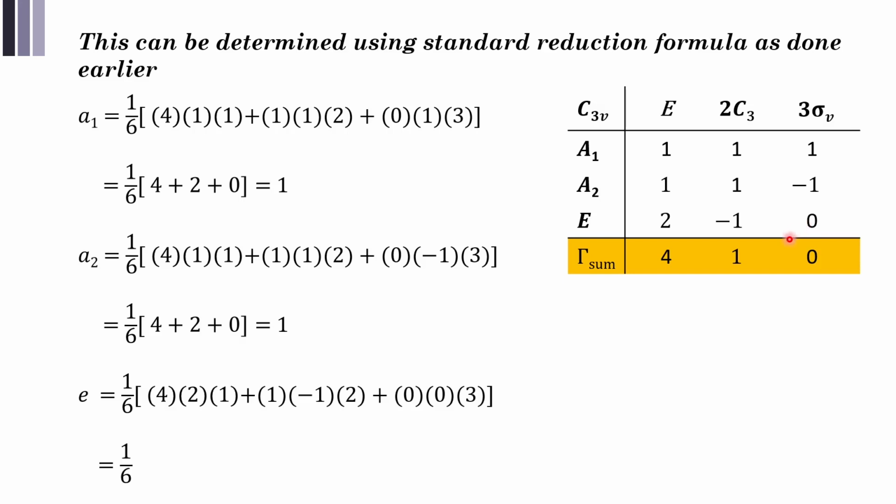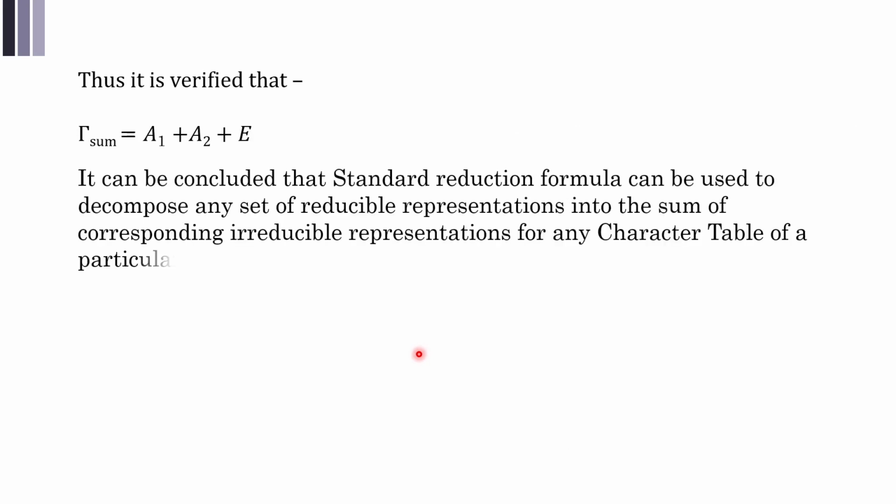Now what we see is A1 has come once, A2 has come once, and E also has come once in this set of representation, which we have derived deliberately. That is confirming that tau sum is equal to A1 plus A2 plus E. So this is the beauty of the standard reduction formula, that it allows us to determine a reducible representation as the sum of the irreducible representations for a particular character table in a particular point group.